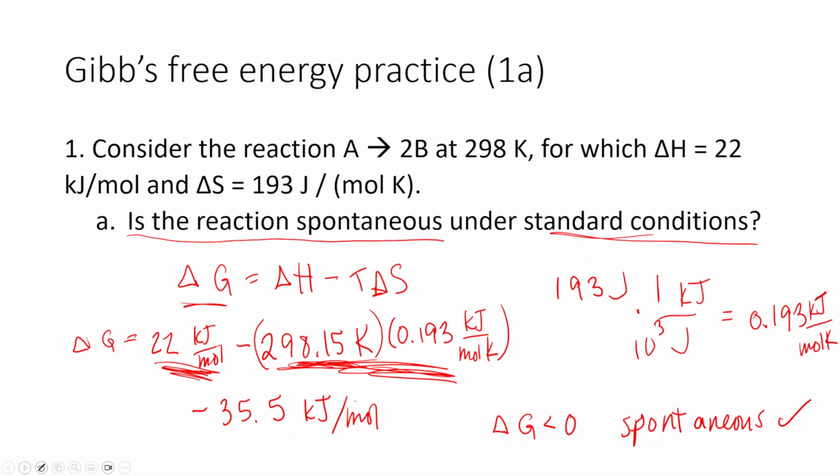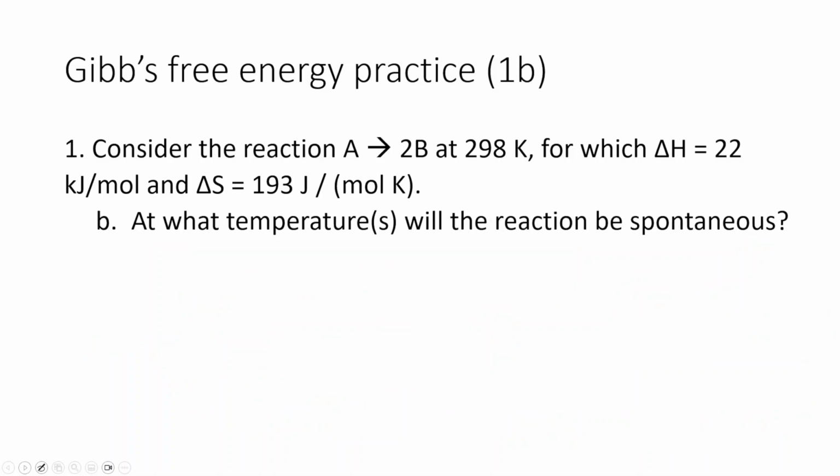Okay, so part B, same reaction, same delta H, same delta S. So at what temperatures will this reaction be spontaneous? We were just saying how at some temperatures it's non-spontaneous, at some temperatures it is spontaneous. So how can we figure out where the dividing line is? Yeah.